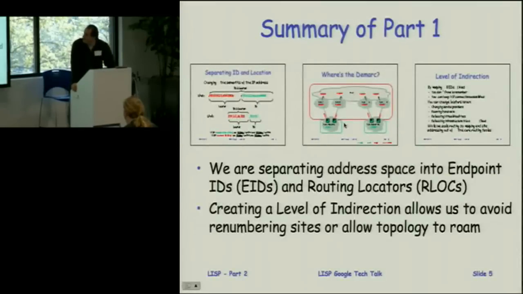What we did is separate address space into endpoint IDs and routing locators. We call them EIDs and locators for short. And by creating a level of indirection, it allows us to avoid renumbering sites and allows the topology to roam. So you can roam topology because the site addressing can stay the same, and you just change the locators that access those EID prefixes.